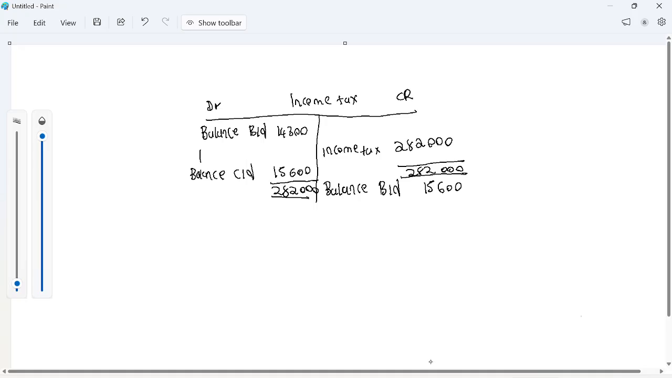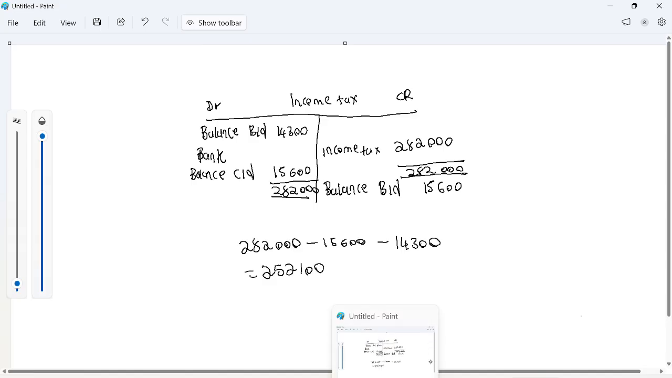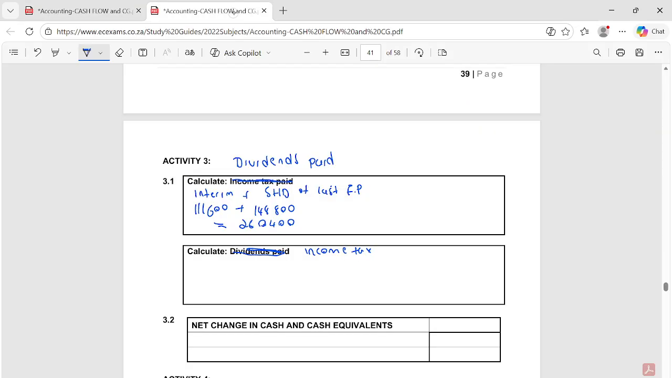How will I get my income tax paid? This amount minus these two amounts. So I'm going to say 282 minus 15,600 minus 14,300. Therefore, that's my income tax paid. So therefore, 252,100 is my income tax paid. So guys, that's how you calculate your income tax paid.